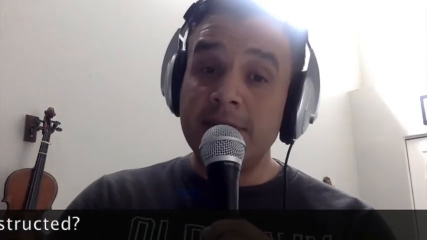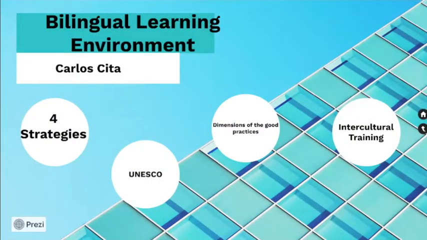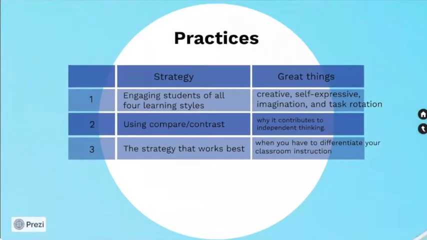Firstly, considering the suggestion given in the video, I will start with these practices. Engaging students of all four learning styles: creative, self-expressive, imagination, and task rotations. Using compare and contrast, and what it contributes to independent thinking. The strategy that works best when you have to differentiate your classroom instruction.